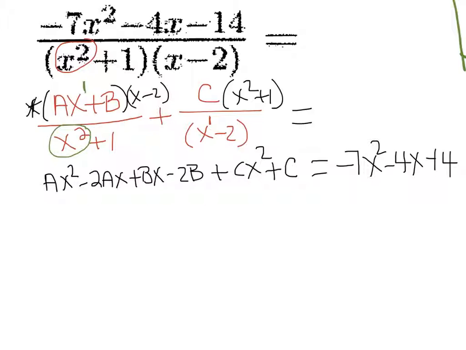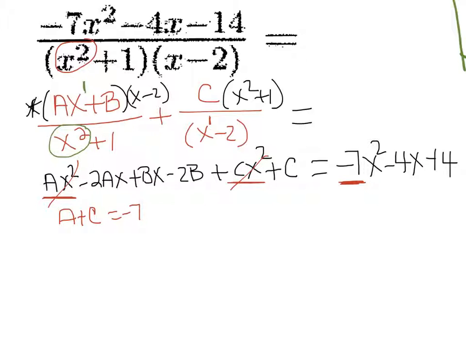Okay? So hopefully you're following along and this is making sense. The next thing we have to do now is gather the coefficients of x squared. There are 2 x squareds, here's an x squared and here's an x squared. We're not going to write the x squareds, but we're going to say that a plus c has to be equal to negative 7. Okay, then I'm done with those.